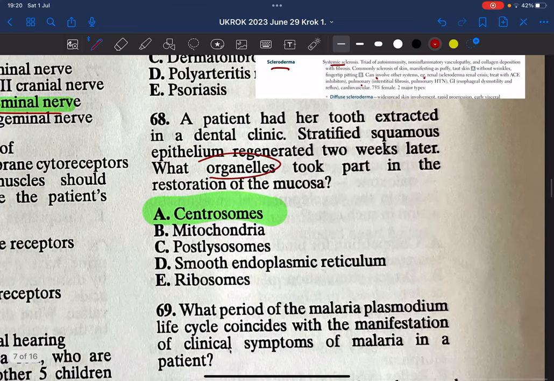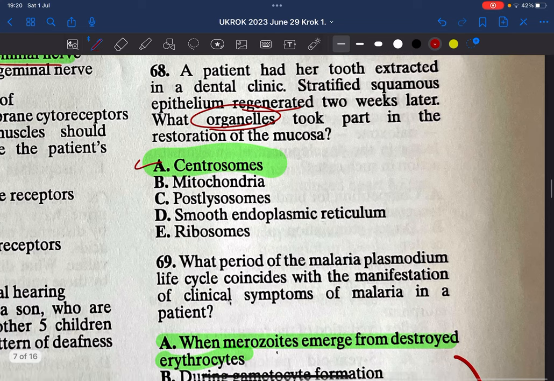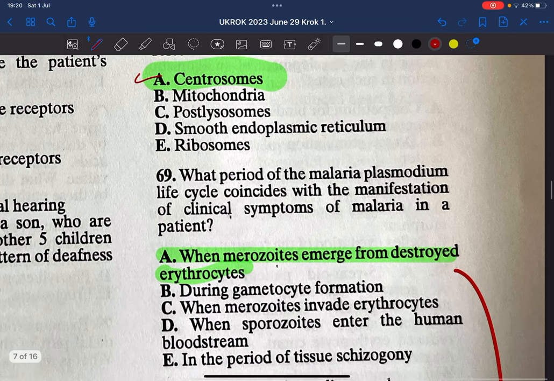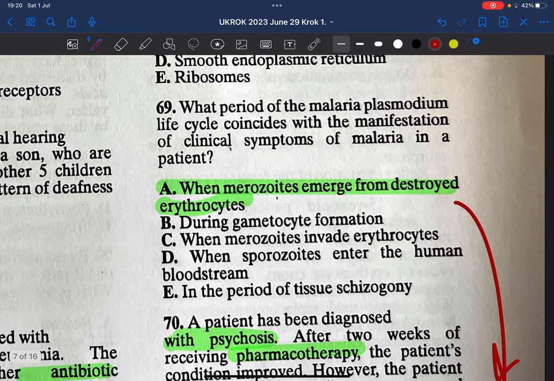We have a regeneration of the epithelium, and the organelles, in my opinion, should also be centrosomes because they have a regeneration function. What period of the malaria plasmodium life cycle coincides with the manifestation of clinical symptoms of malaria in the patient?